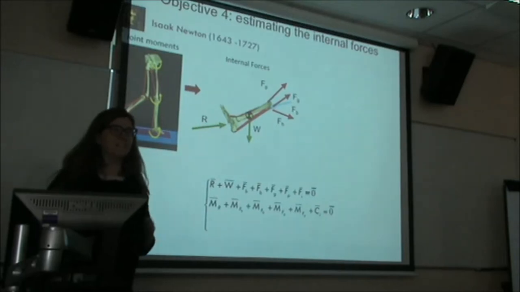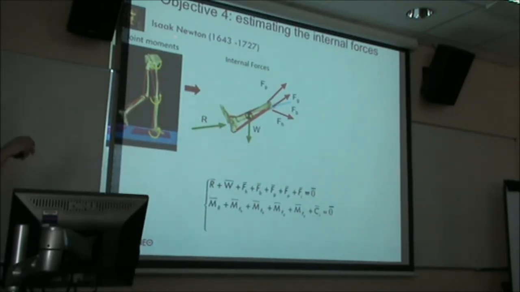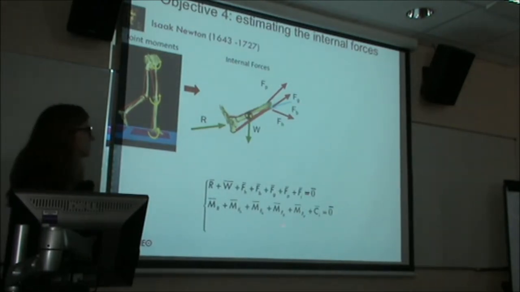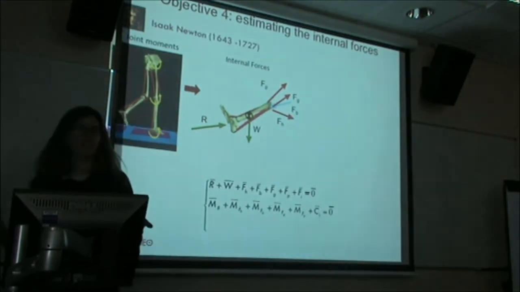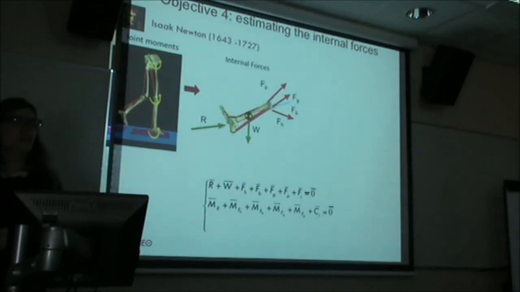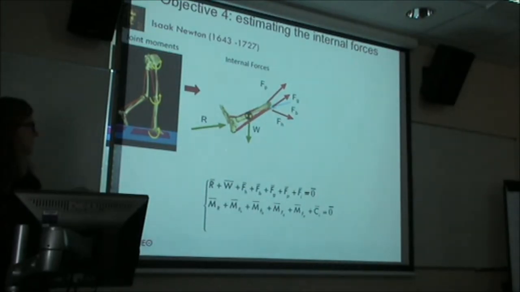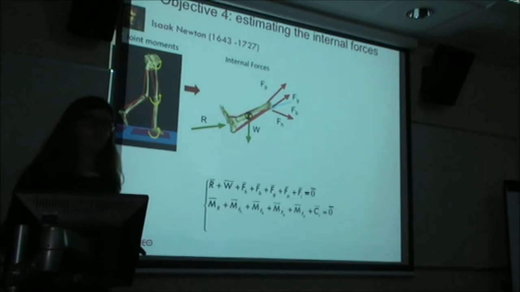In order to solve this problem, we go back in time and ask for help from people that know how to do things. The first person is Isaac Newton, who gave us the definition of the mechanical laws that rule the interaction between these forces. But as you can see, we have a series of unknowns and we only have two equations that we can use, which means that we need other sources of information.